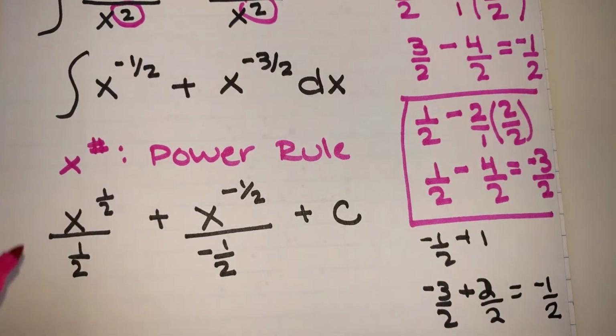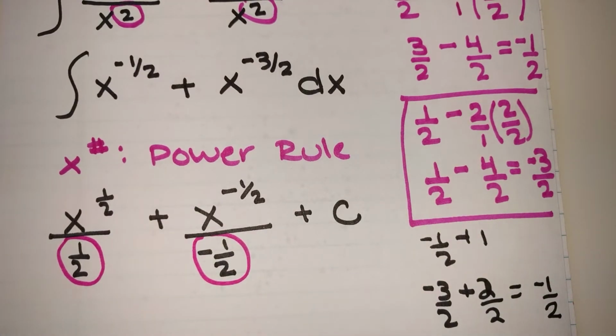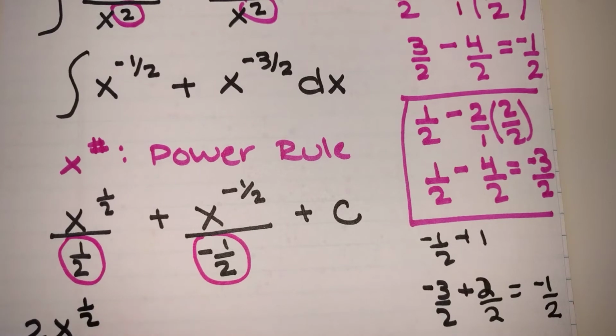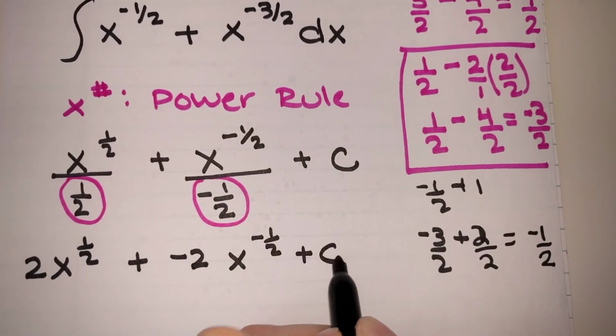All right, so our next step is with all these fractions in the denominator, we are going to flip those. So if I flip 1/2, I get 2x to the 1/2 plus, and if I flip negative 1/2, I get negative 2 over 1, x to the negative 1/2, and then plus c.